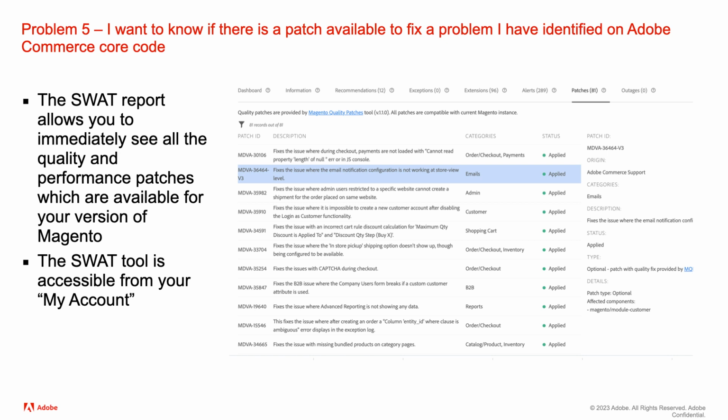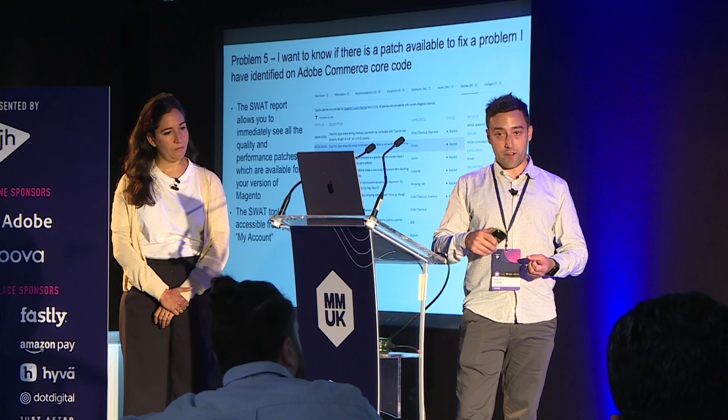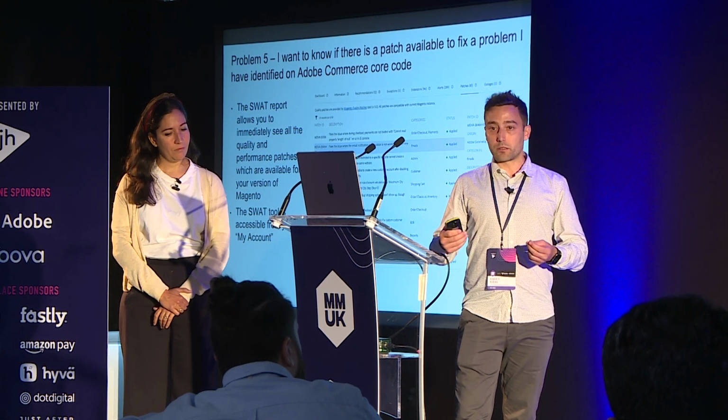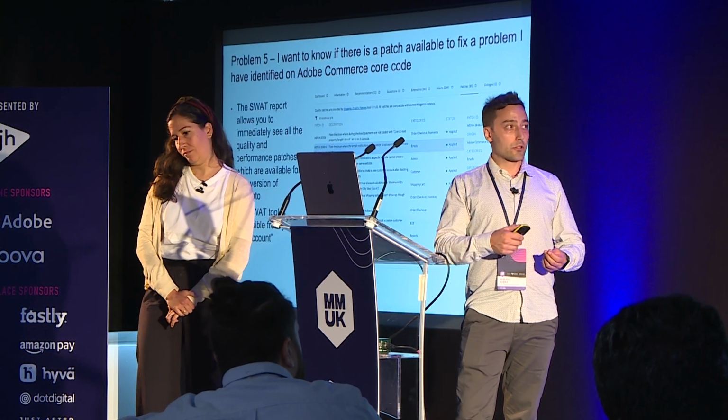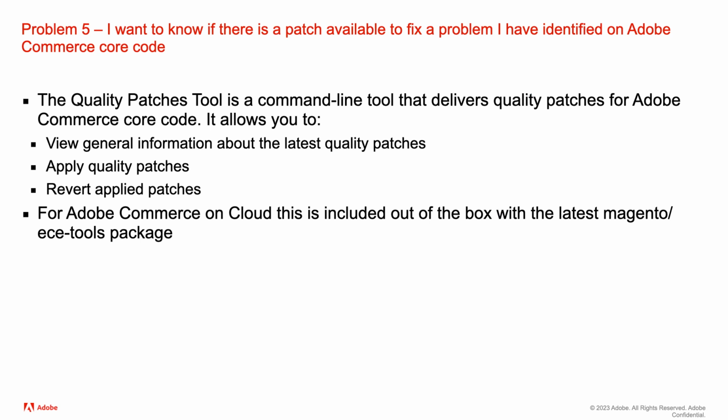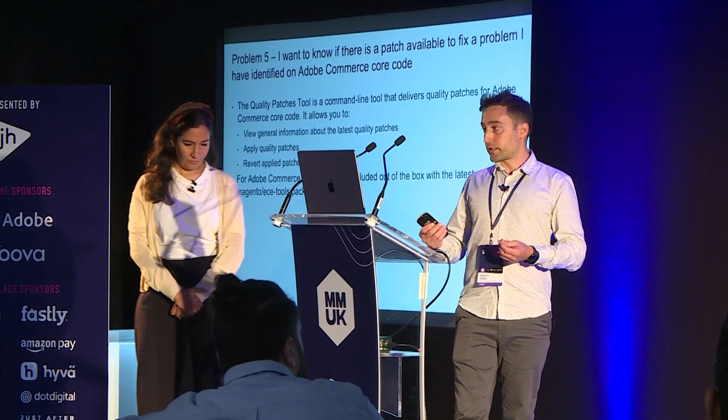What you can do instead is connect to your SWOT report that we mentioned before, go to the patch tab, where you can see all the quality patches that are available for your Adobe Commerce version. In this way, you maybe discover that the bug that you are observing is actually already fixed. So you can take the patch ID and install the patch using the quality patch tool. It's a command line tool that is available through ECE Tools for Adobe Commerce on cloud merchants, but it can be used also by on-premises merchants. You can install the tool just through Composer.